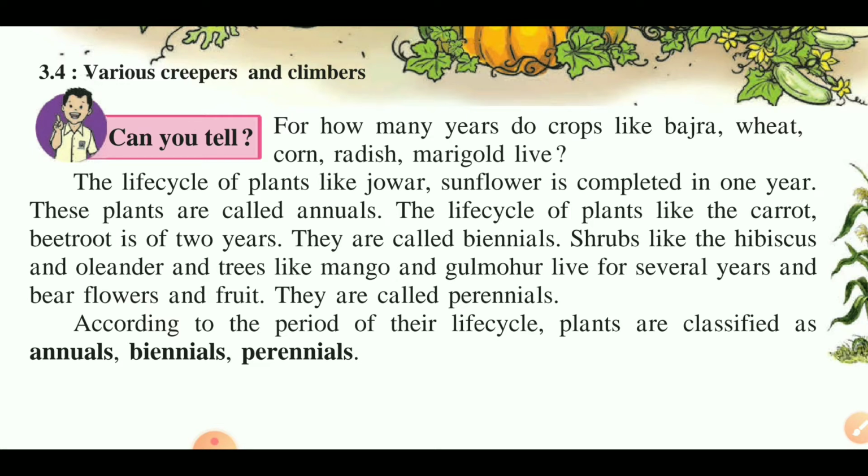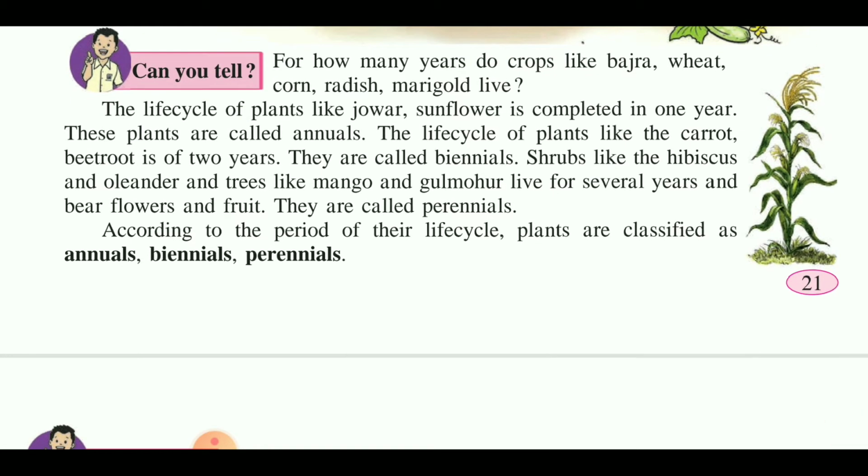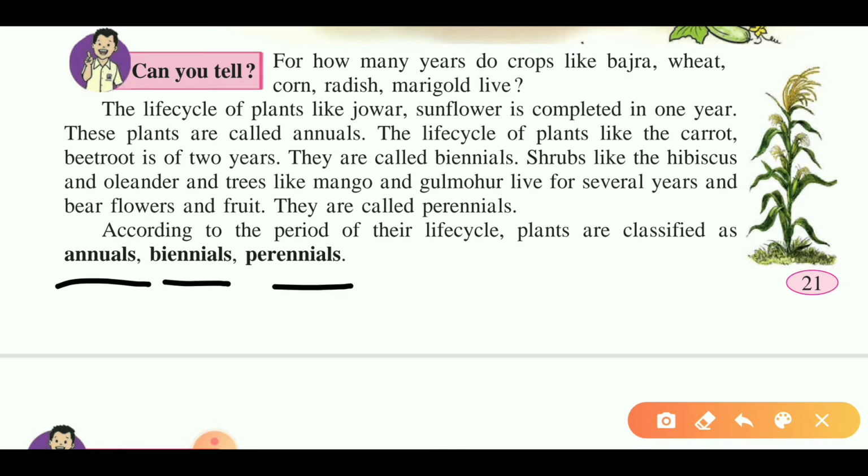Shrubs like hibiscus and oleander and trees like mango and gulmohar live for several years and bear flowers and fruits. They are called perennials. Means what? This gulmohar, mango, oleander, hibiscus, they have a life cycle of more than 2 years and they always have fruits and flowers every year. Therefore these plants are known as perennial plants. According to the period of their life cycle, these plants are classified as annual plants, biennial plants and perennial plants.